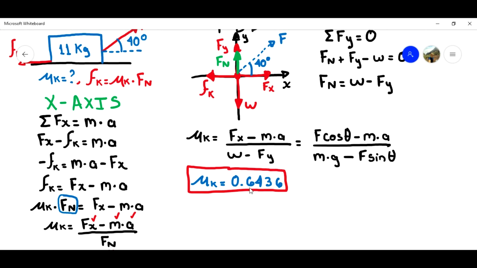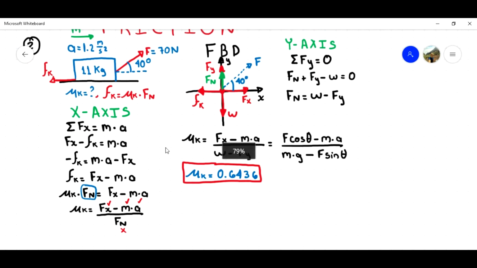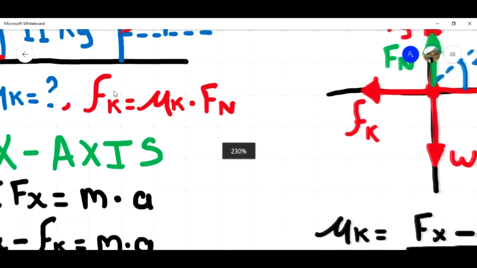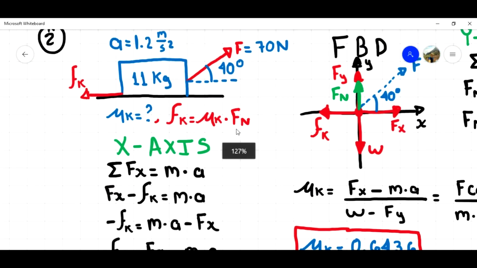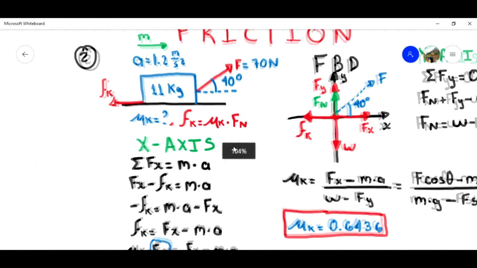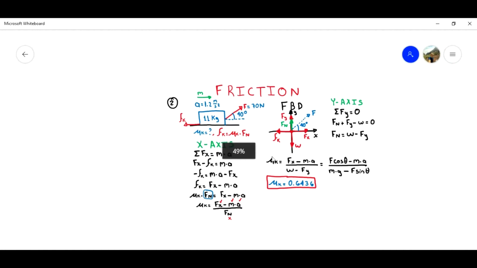Another thing that you can do is that you can also find the value of the friction force, and you can do it with this equation over here, but of course only if you want. Okay, so this was the second problem about the friction force.